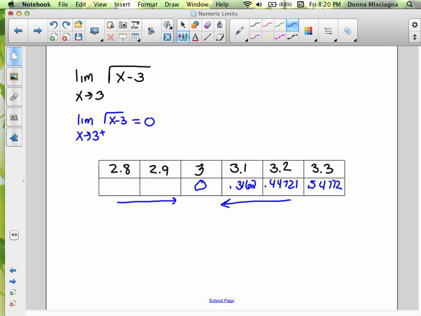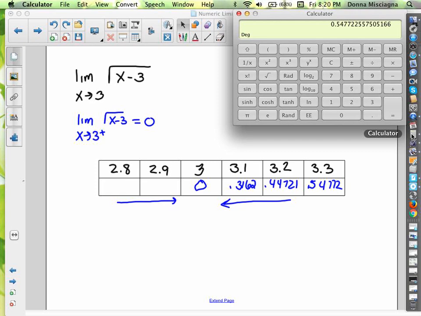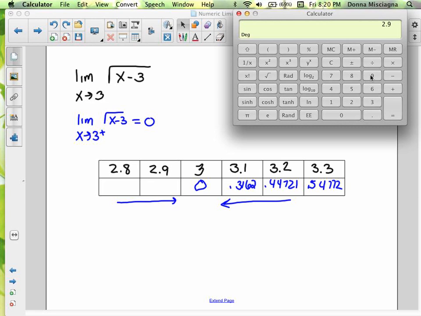Let me get that calculator again and see what happens if I plug in values from the left-hand side. If I have 2.9 minus 3, I got negative 0.1. What happens if I take that square root? My calculator says not a number.